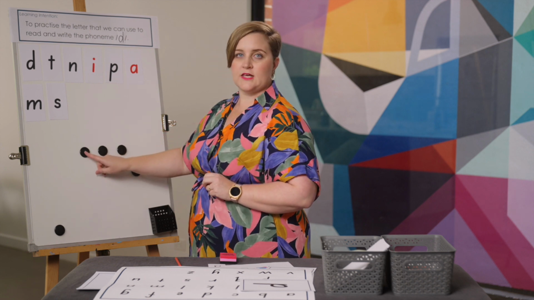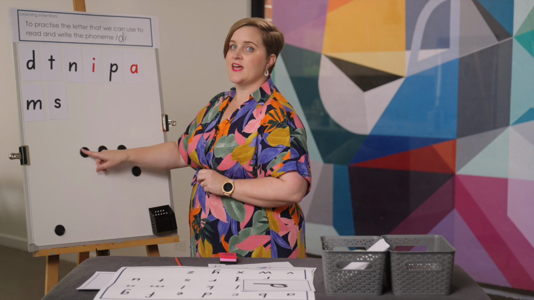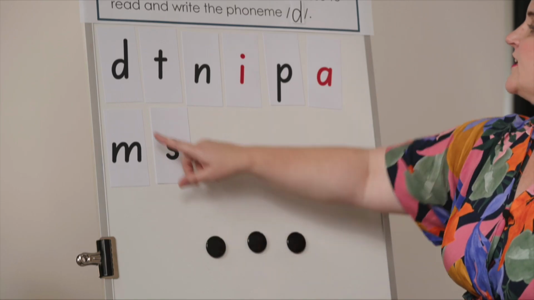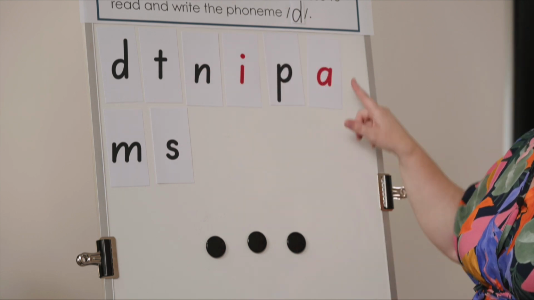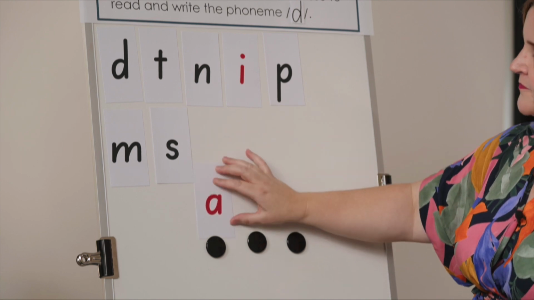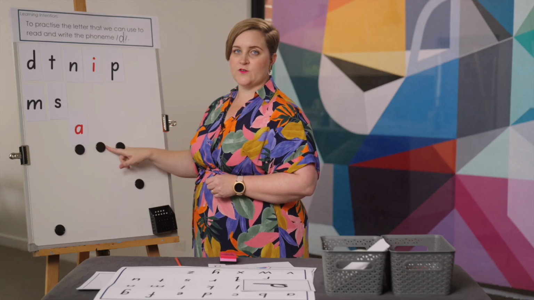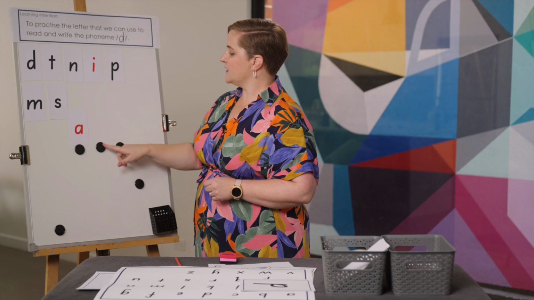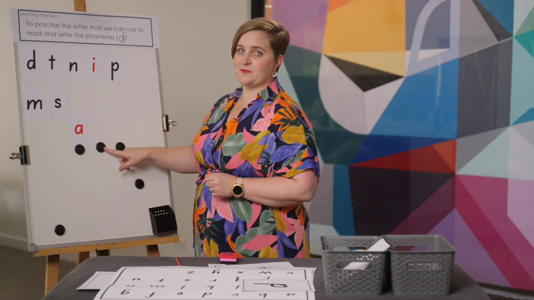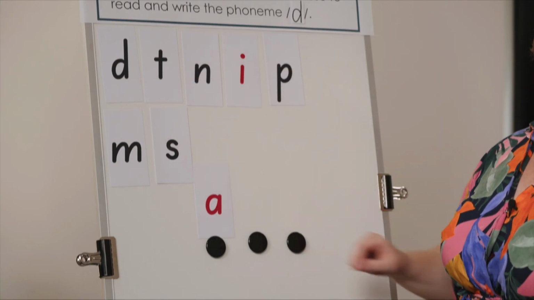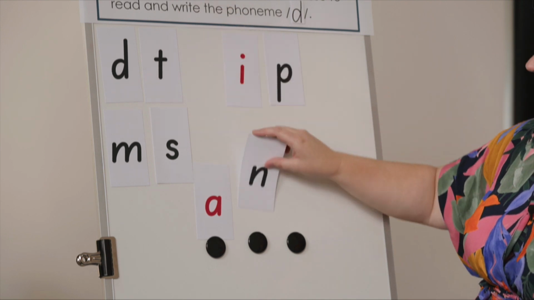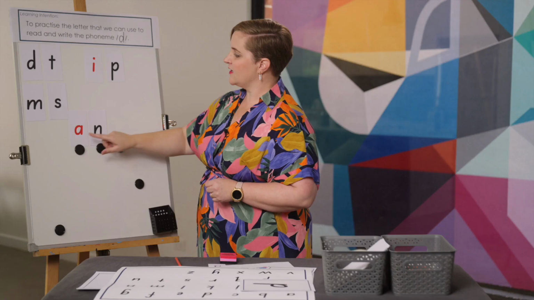What sound do you hear here at the beginning of the word and? And. That's right. Which letter do we use to spell a? The letter A. Great job. Bring it down and say a. What's our next phoneme in the middle? And. It's the N phoneme. Yes. Which letter do we use to spell N? That's right. The letter N. Bring it down and say N.